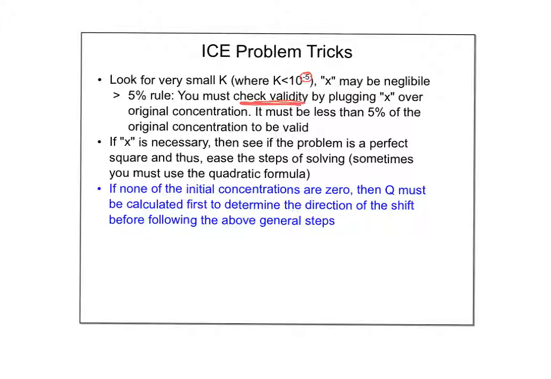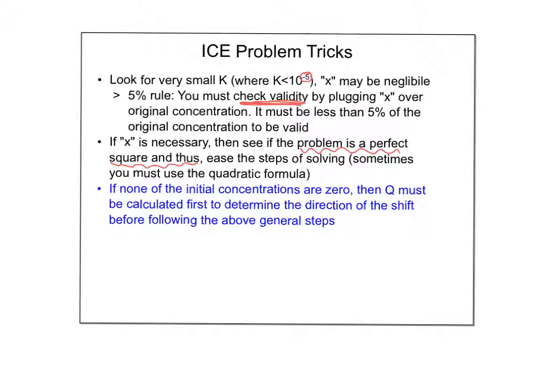Say K is big, bigger than 10 to the negative fifth, you probably will have to do the quadratic formula, but usually look for a perfect square. That's way easier to solve. Take the square root of both sides. The AP exam has never made kids do the quadratic formula. So usually K is small enough so you can omit, or it's a perfect square to solve for X.